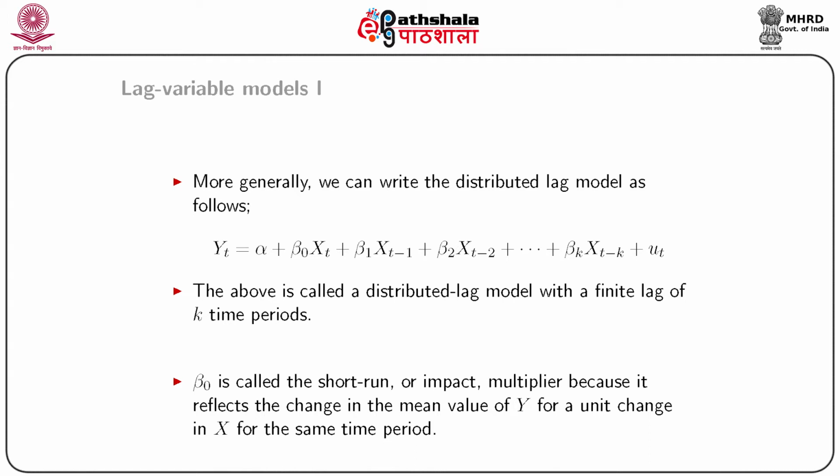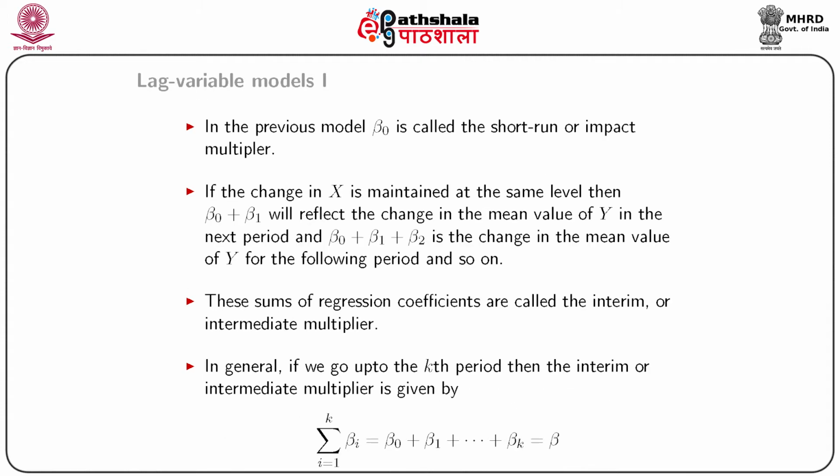In case of a finite lag model, we assume that the effect of a change in our independent variable x affects economic outcomes in y only for a certain fixed period of time. In our case, it is k. On the contrary, if we have an infinite lag model, then infinite lag models portray the effects as lasting essentially forever. In the above model, if you look, Beta 0 is called the short run or the impact multiplier because it reflects the change in the mean value of our dependent variable or our economic outcome y for a unit change in x for the same time period.